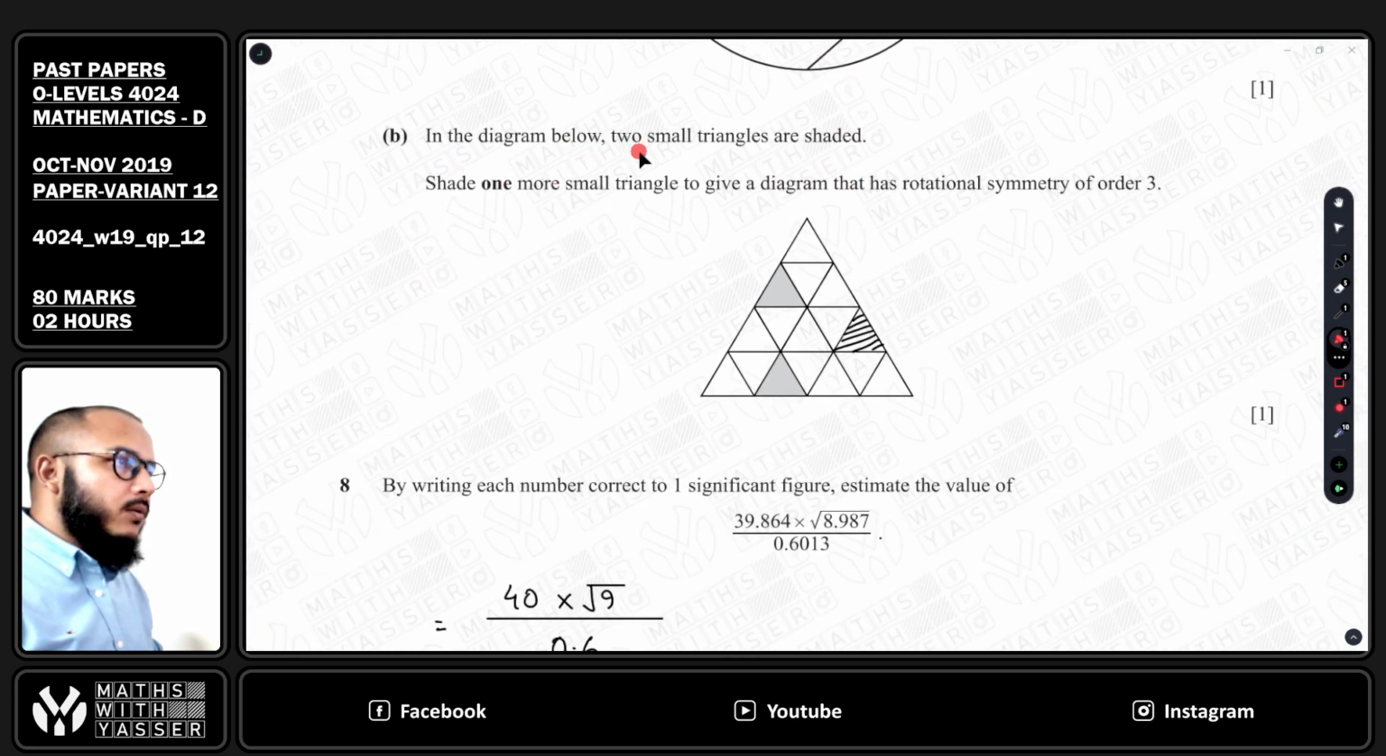In the diagram below, two small triangles are shaded. Shade one more small triangle to give a diagram that has a rotational symmetry of order 3. So if I shade this triangle, then I will have a rotational symmetry of order 3. Let me show you how.